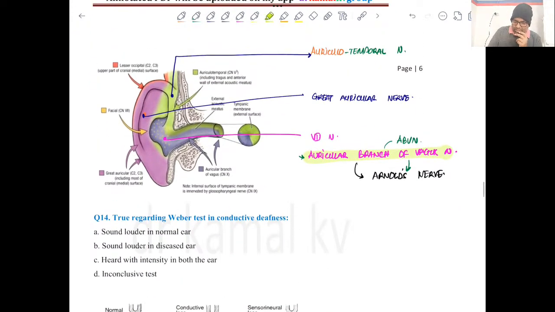Now, the next question is about the tuning fork test, specifically the Weber test, and the condition is conductive deafness. What will you find here? Before jumping on to the answer, I would like to give you the concept first. In the Weber test, we tap the tuning fork and place it in the center of the forehead. And we tell the patient, please tell us if you hear better in one ear or you are hearing equally in both ears. That term is known as lateralization.